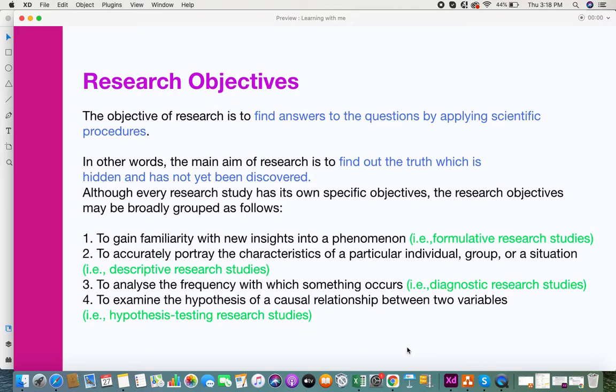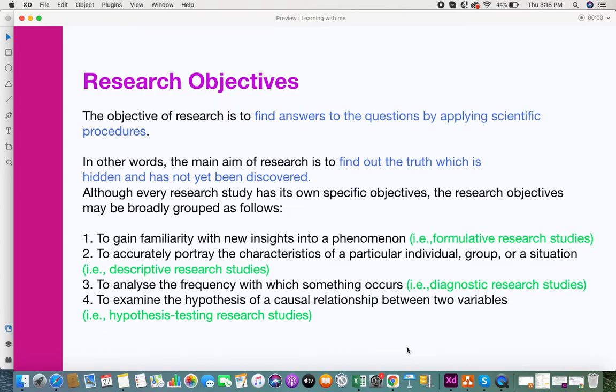The third one is to analyze the frequency with which something occurs. So this is called diagnostic research studies. It's where you actually try to understand, try to diagnose, okay, what is the cause and what is the effect. So this type of research comes under the category of diagnostic research studies.